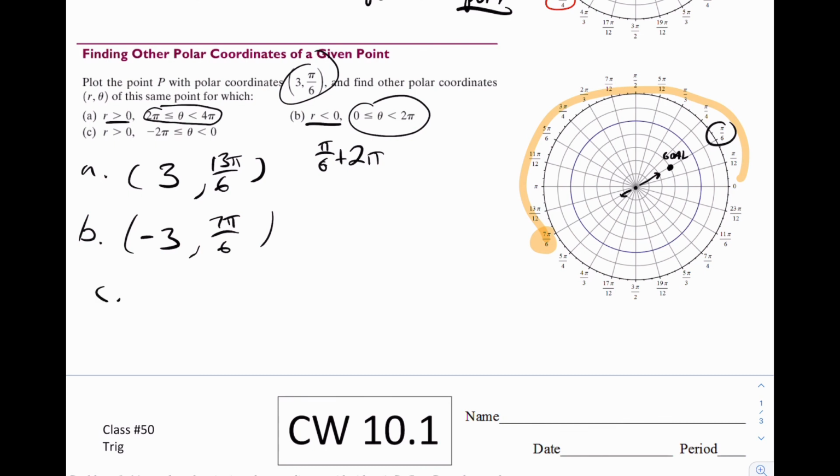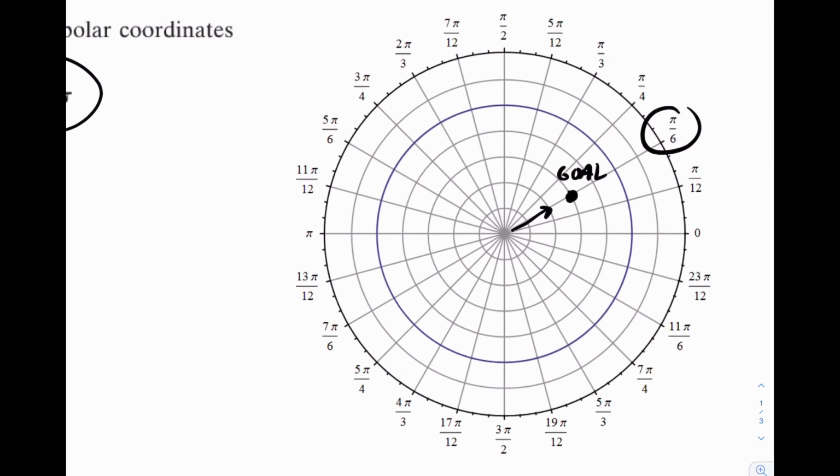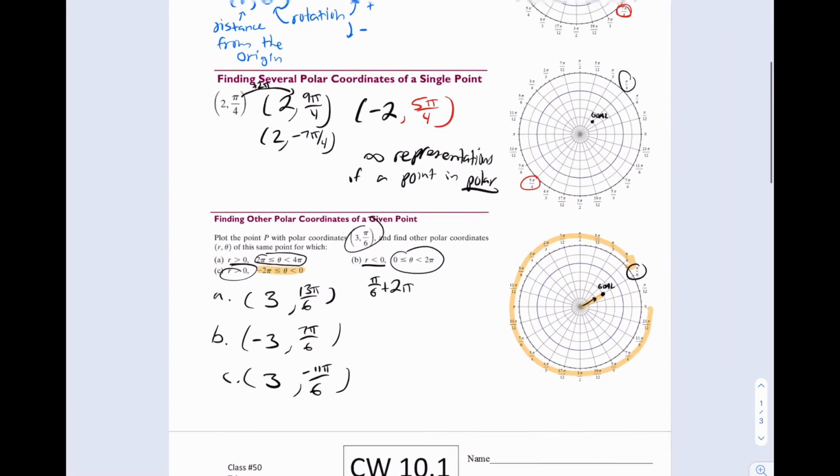And the last one, it says r is positive. So let's make that 3. But now, this is important, really highlight that: theta is negative. That means we're going to walk forward, but we have to rotate the negative direction. So let's look back here. We have to rotate the negative direction, and then walk forward to our goal. What is that angle rotating negative? Well, that would be negative 11 pi over 6. That's it. That's polar coordinates.